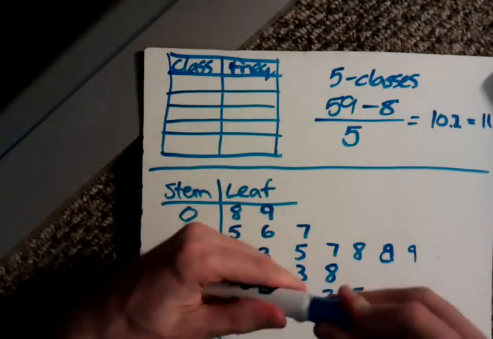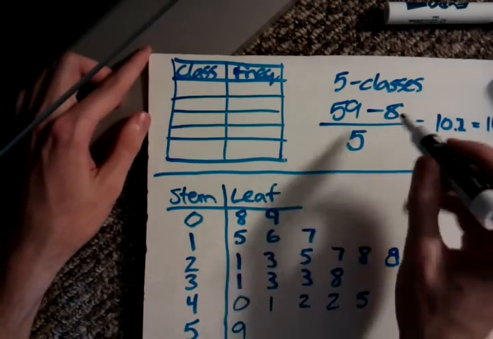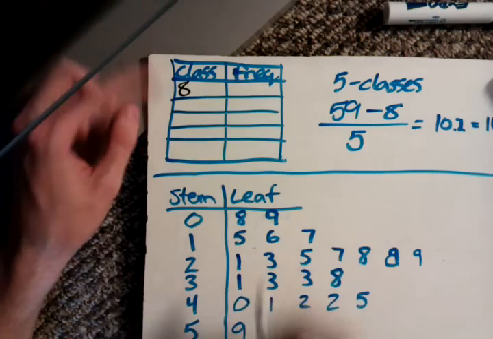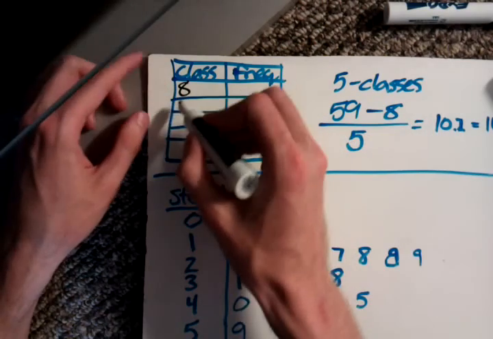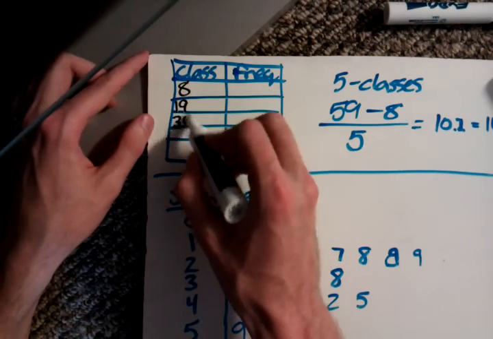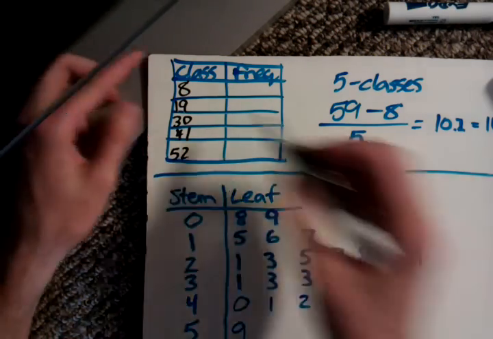And I'm going to change markers again here. So our first class is going to start at this lowest number, 8. And then each other class after that is going to start 11 units later. So if we add 11 to 8, we get 19. Add 11 to that, we get 30, 41, and 52.